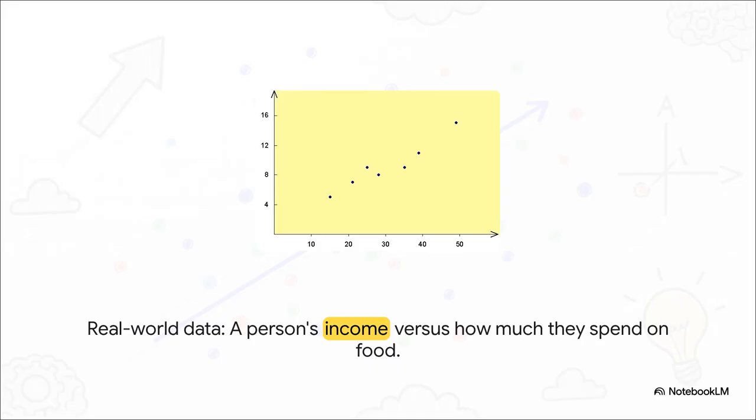Okay, to make this feel less like a math problem and more like a real problem, let's look at this chart. Down at the bottom, we have a person's income. And going up the side, that's how much they spend on food. Every single dot is a different household. You can already kind of see a pattern, can't you? The more someone makes, the more they tend to spend on food.